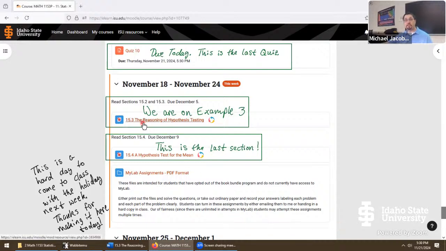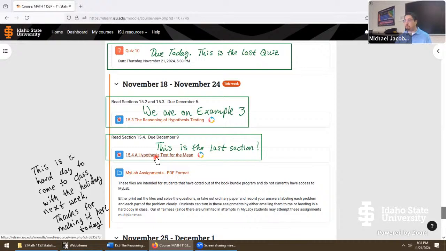So we're going to be working through section 15.3. Looks like we have just two more examples to go through on hypothesis testing. And then in section 15.4, we do it all over again. Hypothesis testing now for quantitative data. We're looking into population means this time.